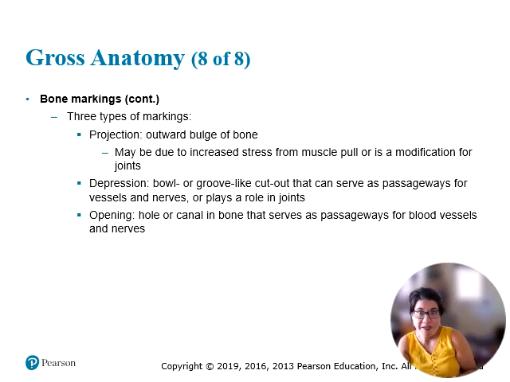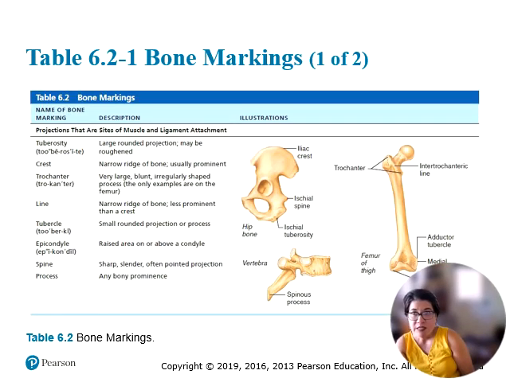So there's 3 types. You've got a projection, that's a part that sticks out of the bone. And they can vary in size, like between people. So if you have a large muscle, it's going to be bigger. And then depressions are little bowls or cups. So like if you've heard the ball and socket joint, that would be a depression. So joints, vessels, nerves, things like that. And then an opening, it can be a hole or a canal, and that's where like blood vessels and nerves go through. So you have all these little nooks and crannies.